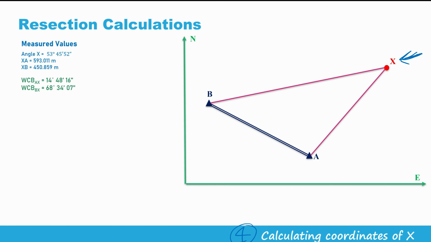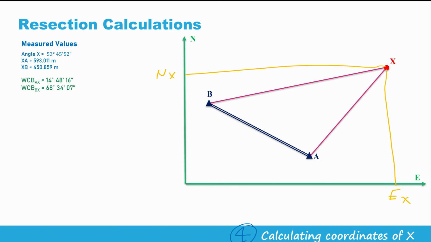Now to help you understand this stage, let's imagine that you have a coordinate system, easting and northing, as you can see here. My aim is to calculate easting and northing of this station X. Okay, I know easting and northing of B, I know easting and northing of A, and I need to calculate easting and northing of X. For example, this is easting of X, and this is northing of X.